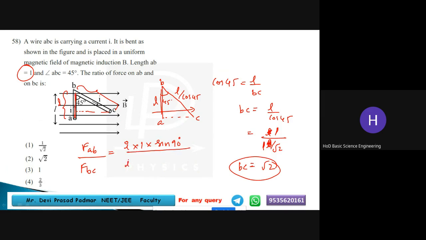Next BC, length is root 2. But what about the angle now? This angle is 45 degrees, sine 45. Now it is clear, right? So what do you get? I into sine 90 is 1, divided by I into root 2 into sine 45, that is 1 by root 2. So you get 1 by 1, so the ratio is 1.